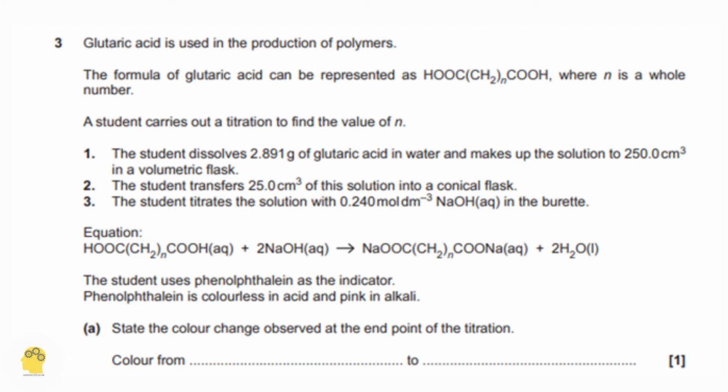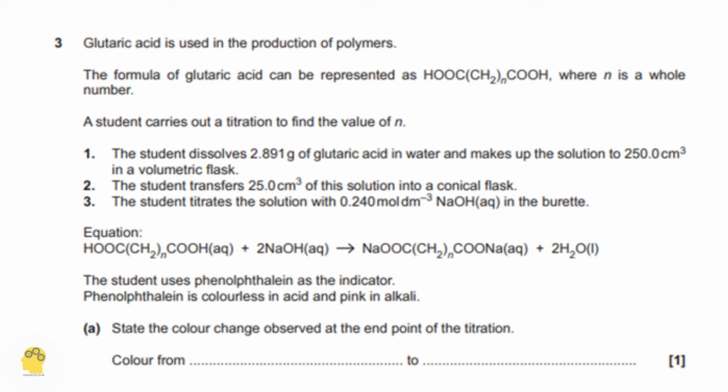So the first part of the question is about the colour change with the indicator. There are lots of different indicators and you're not expected to learn all of the different colour changes. It's stated in the question that the indicator is phenolphthalein and it says that it's colourless in acid and pink in alkali.